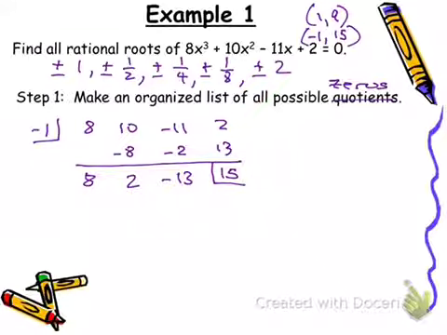You'll get to where you can start looking at some things here that are going to work. Do you think that 2 is going to work? 2 balloons quickly, doesn't it? What does 2 give us? 16, 26, 52. No way that's going to work. Right? What about -2?